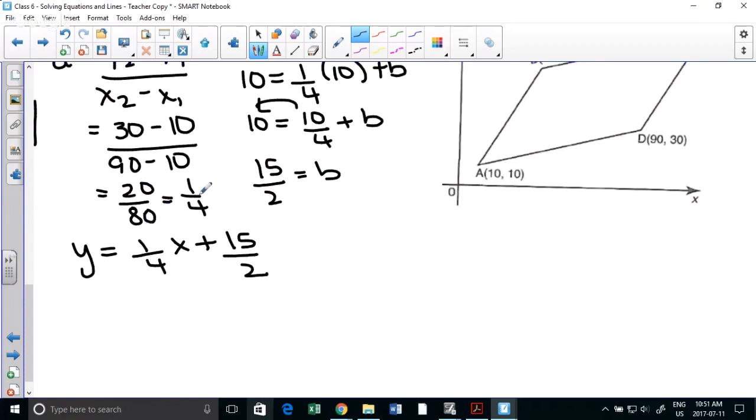So then 20 over 80 reduces to 1 over 4. I need this in general form. 15 over 2, if you do 10 minus 10 over 4, you get 15 over 2. Type it into your calculator. Using the fraction button, 10 minus 10 over 4 gives you 15 over 2.